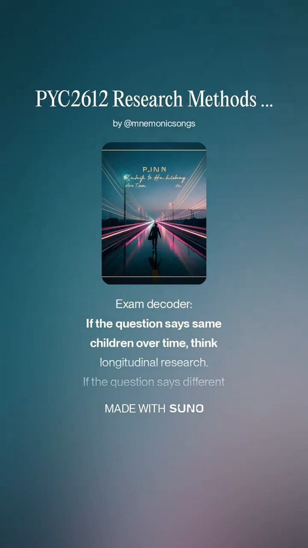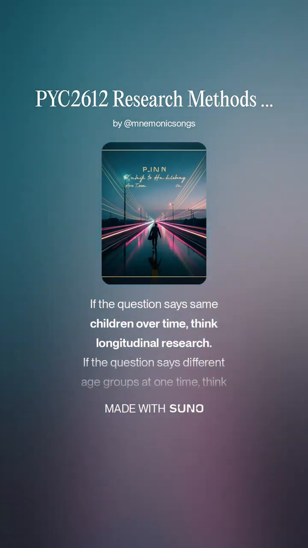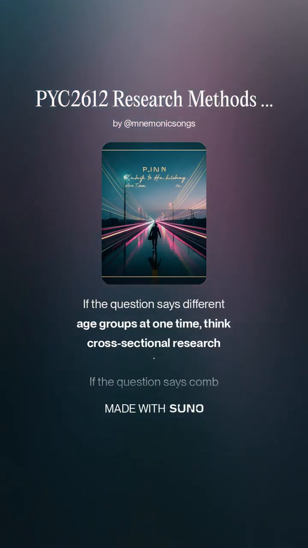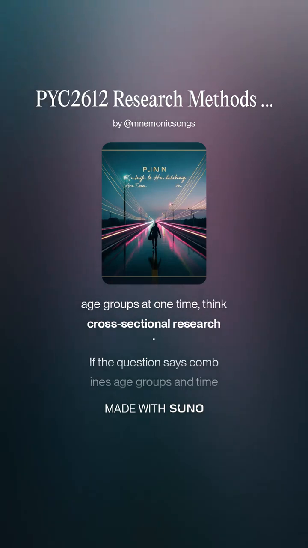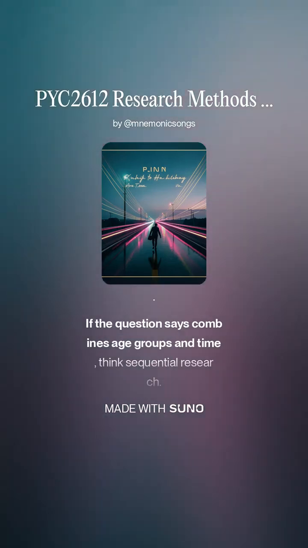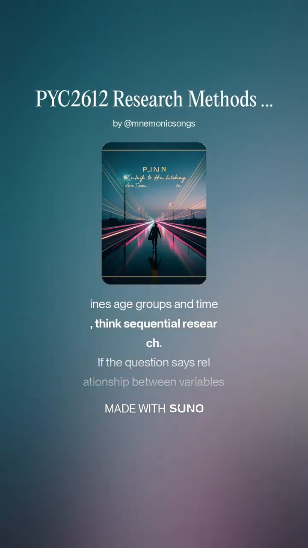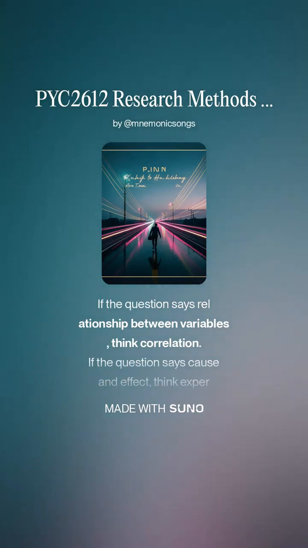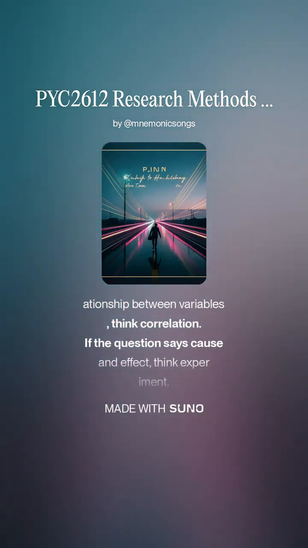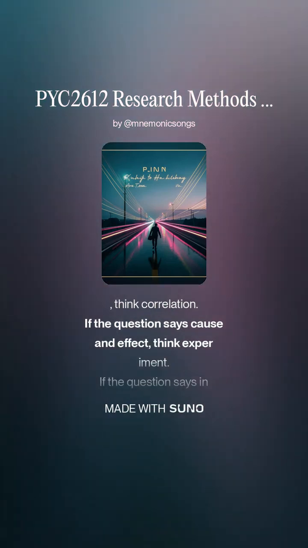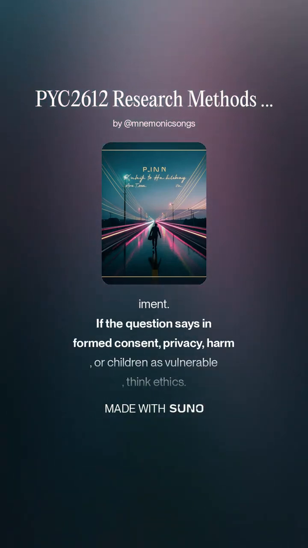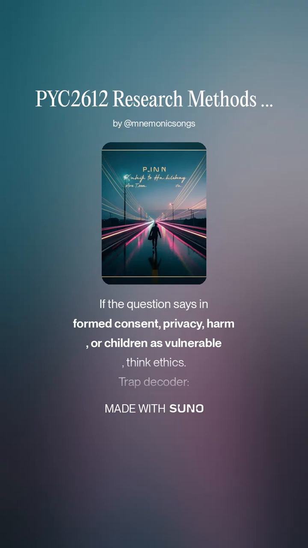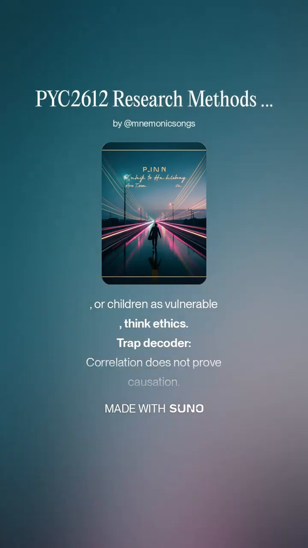Exam decoder. If the question says same children over time, think longitudinal research. If the question says different age groups at one time, think cross-sectional research. If the question says combines age groups and time, think sequential research. If the question says relationship between variables, think correlation. If the question says cause and effect, think experiment. If the question says informed consent, privacy, harm, or children is vulnerable, think ethics.